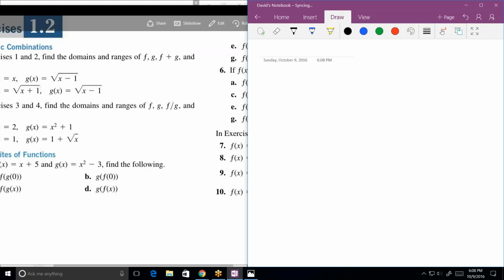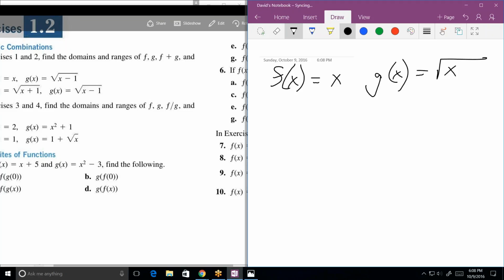So we can do one in each section. So we could do 1, 3, 5a, 6a. Here's what I'm thinking, it says f of x is x, and g of x is square root of x minus 1. Is that correct?